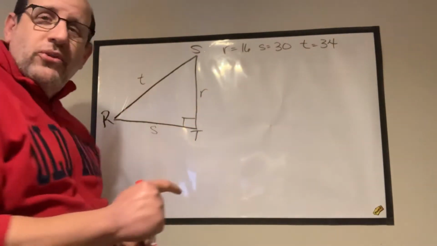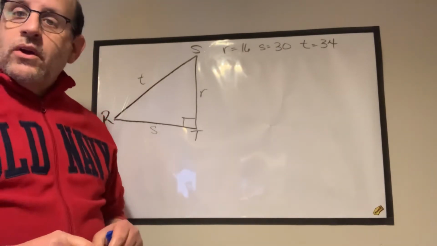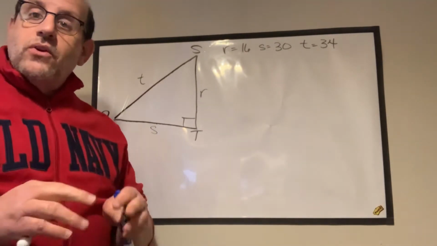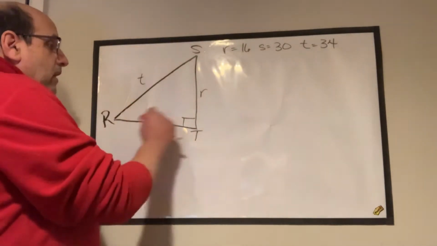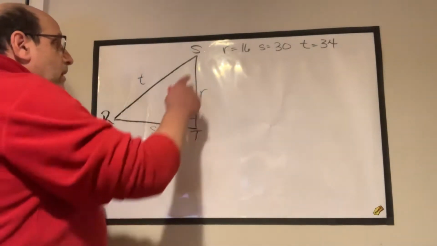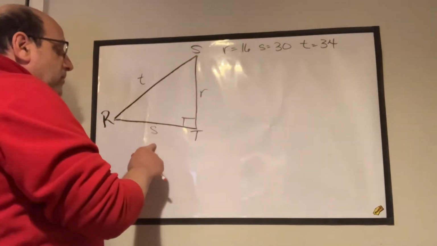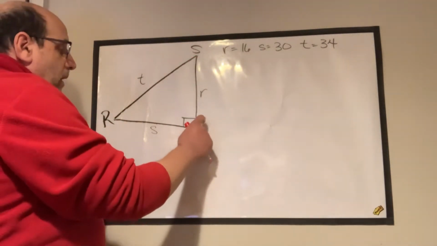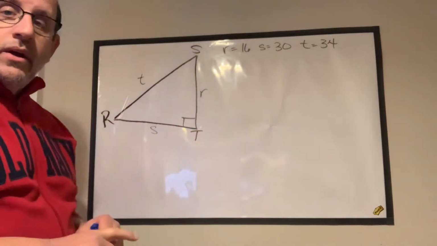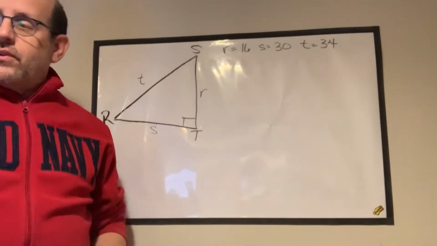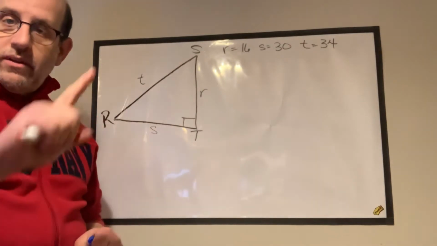I may post the answers later. So the first thing you ever have to do when you have a triangle that's set up like this is: angle R opens up to side R. Angle S opens up to side S, and angle T, the right angle, opens up to side T, which is our hypotenuse, and that's over there. We've been given values for this. This is number one on our sheet.